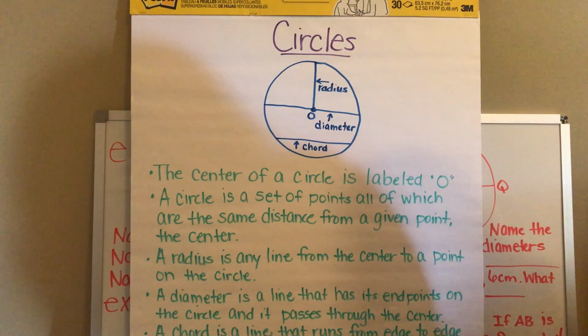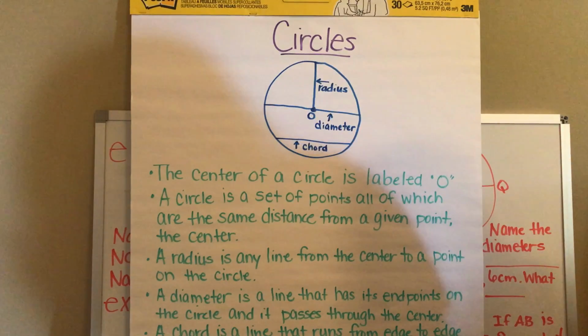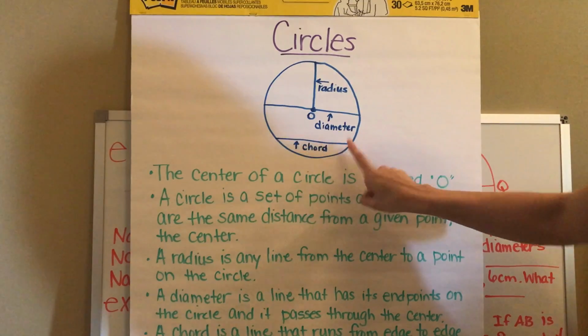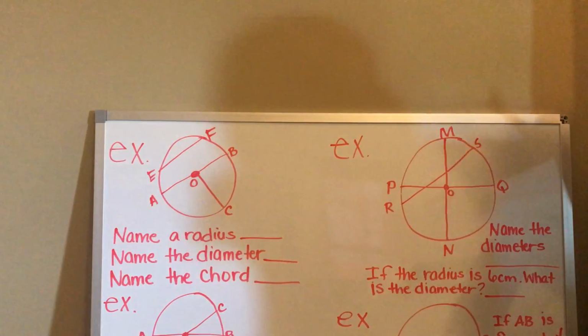A diameter is a line that has its endpoints on the circle, and it passes through the center. Here's our diameter, passes right through that center. And a chord is a line that runs from edge to edge, and here's our chord, from edge to edge. Pretty simple. So let's look at some examples.